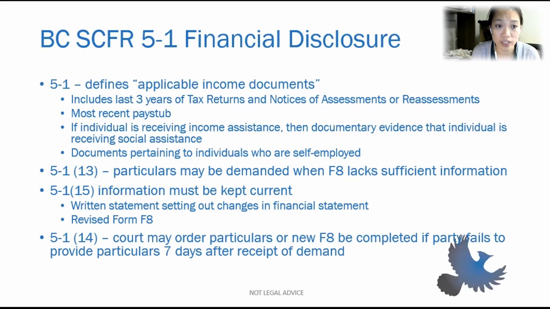I invite everyone, when you have time, to take a look at the definition of applicable income documents under 5-1. It's quite long, and I've only highlighted the few that I think are most relevant. But like I said, with any financial statement, you need the last 3 years of tax returns and the last 3 years of notices of assessment or reassessment, the client's most recent pay stub, or if the individual is receiving income assistance, then documentary evidence of that if you can obtain it.